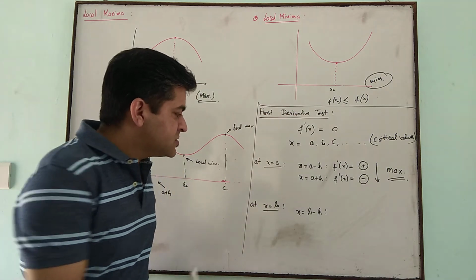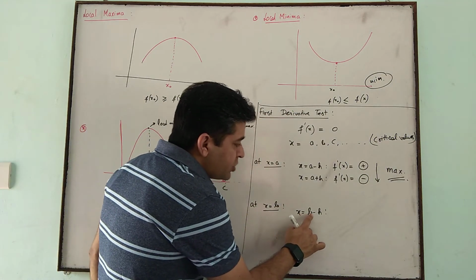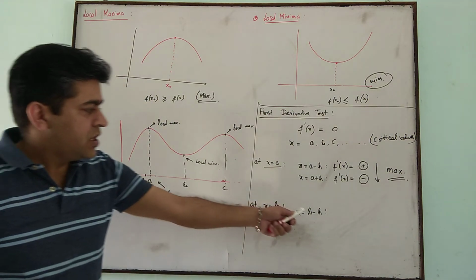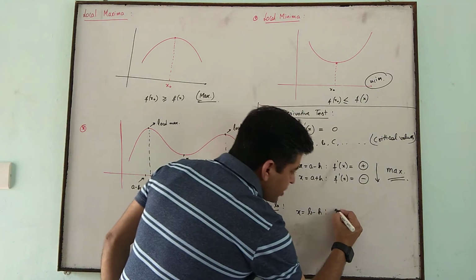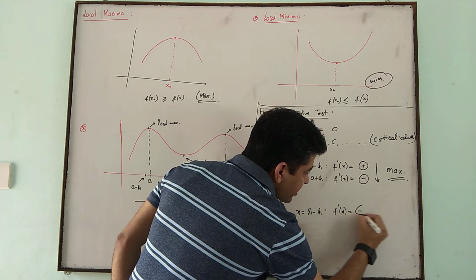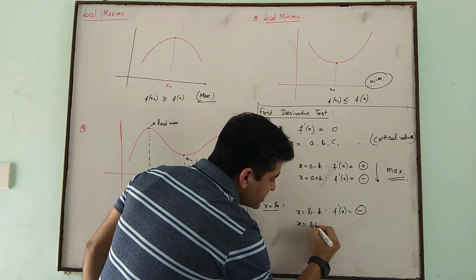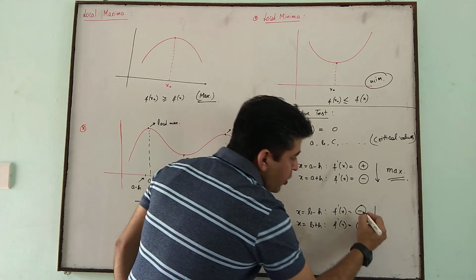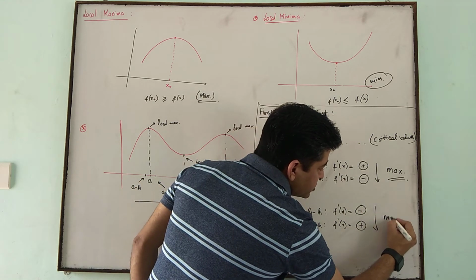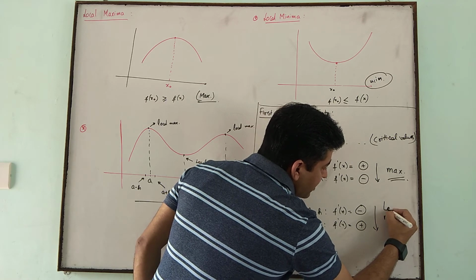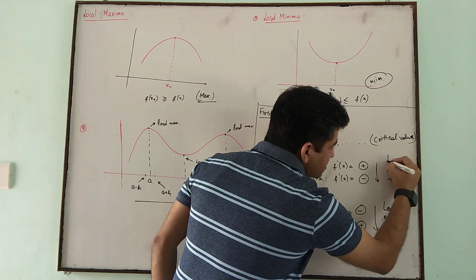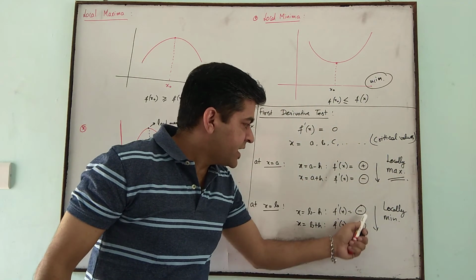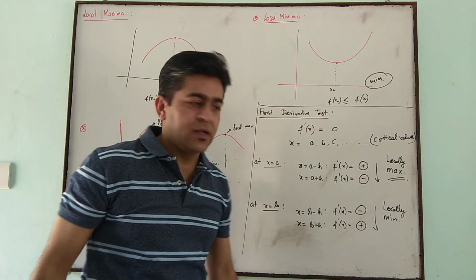Second thing, you are going in this direction, so first take a minus h, then a plus h. So at b minus h, let us say f dash x is negative, and at b plus h, f dash x is positive. So from negative to positive, your function is locally minimum, and this is locally maximum. Positive to negative, locally maxima; negative to positive, locally minima. Right?